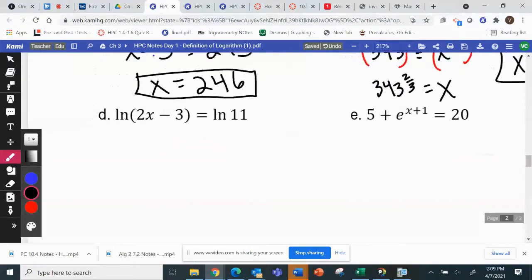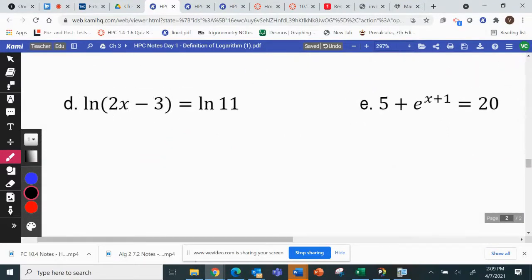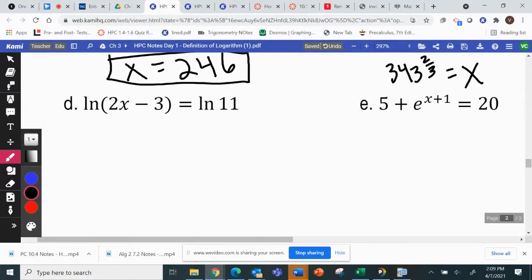All right, two more of these, and we're going to take a quick break, and then we're going to finish. Okay. This one has ln. We mentioned ln earlier. ln is a log. So this is in logarithmic form. We need to get x by itself.